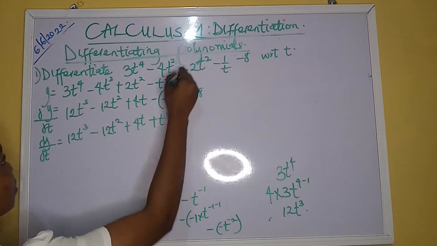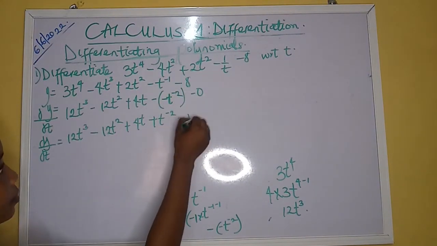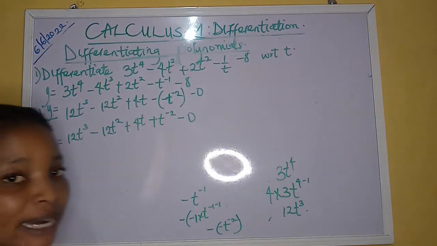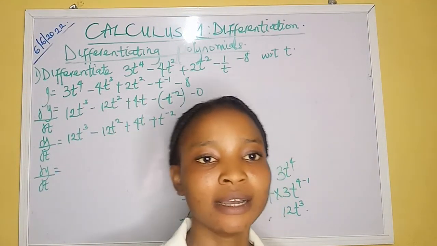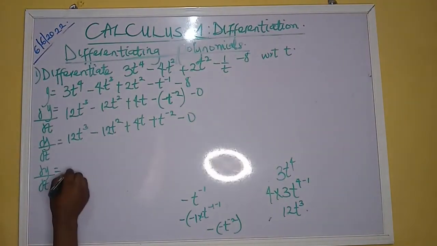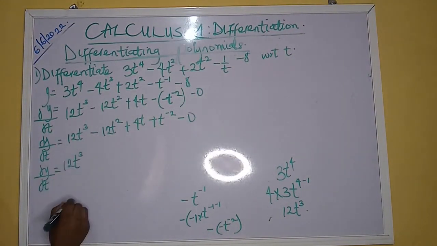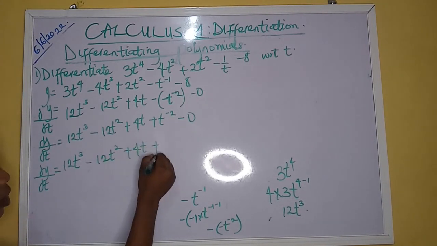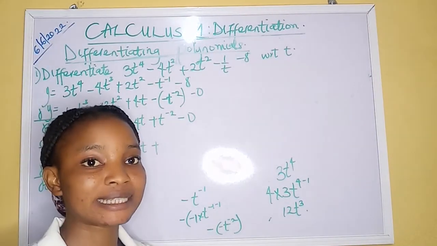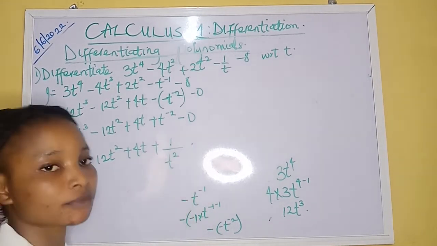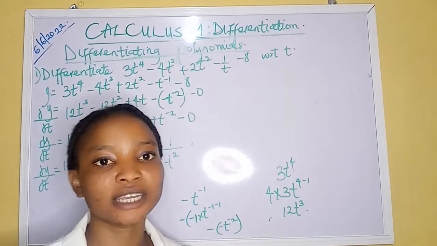The 8, when you start differentiating, becomes 0. Am I correct? Any number that does not carry a letter with a power becomes 0 automatically. So my dy over dt becomes 12t cubed minus 12t squared plus 4t plus, I might decide that I'm not writing my t as this, I might decide to put it as 1 over t raised to the power 2. That's just it, differentiating your polynomials.